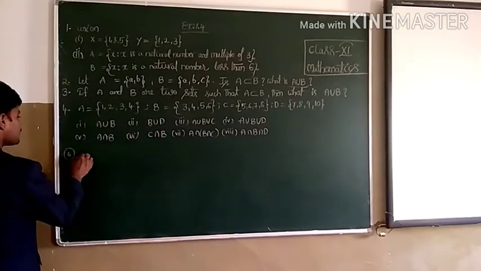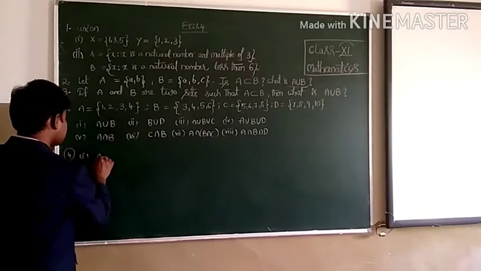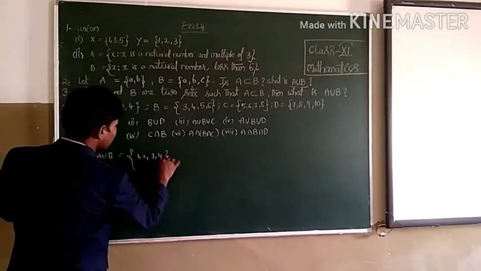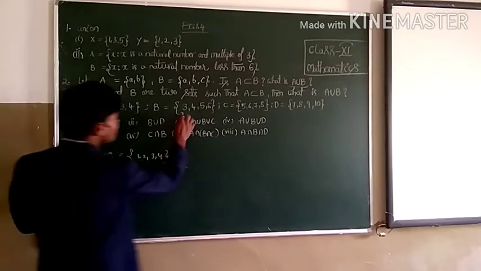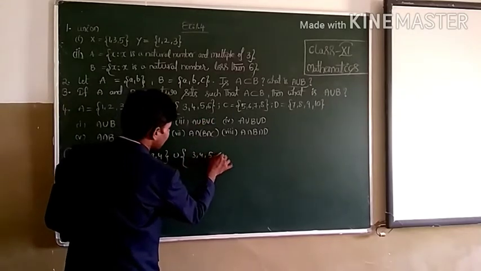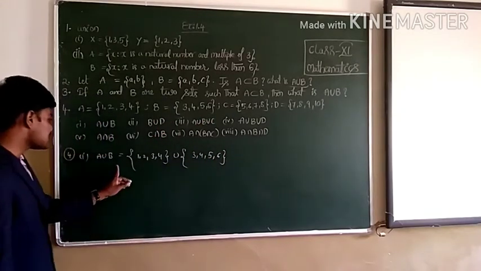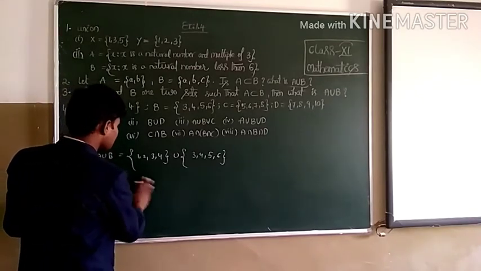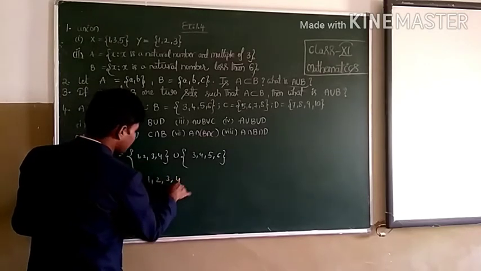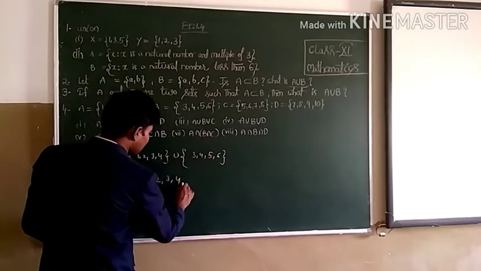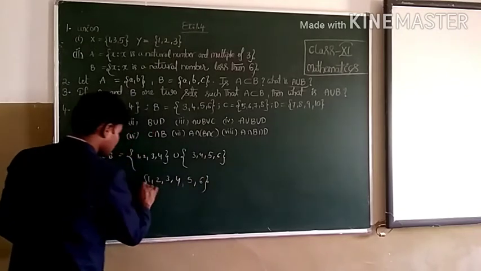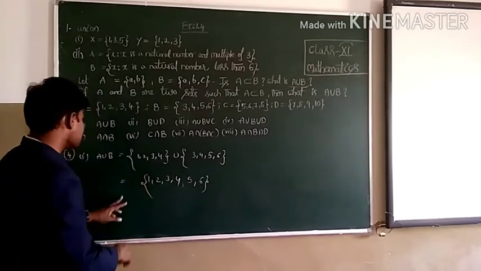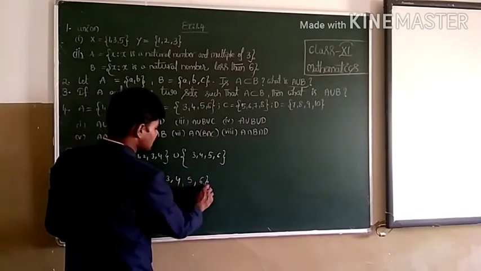So here, first one: A union B. Here A is 1, 2, 3 and 4, union B, whose value is 3, 4, 5 and 6. Okay, so just find the elements in both the sets. First this side: 1, 2, 3 and 4. 3, 4 are already available here. Only 5 and 6 have to be considered. Here 3 and 4 are repeated, but you have to consider them only once. So that's why A union B represents 1, 2, 3, 4, 5, 6 only.